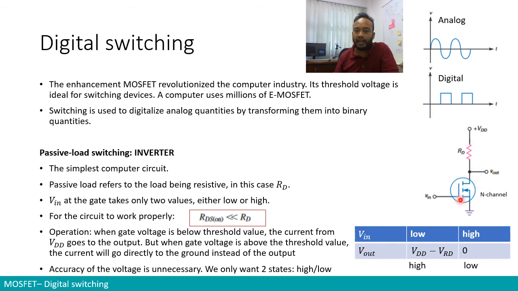So we have an enhancement mode. If it is below the threshold value, then the switch is turned off. It is not connected between drain and source. Therefore, all of the current will go through V output, okay, V out.